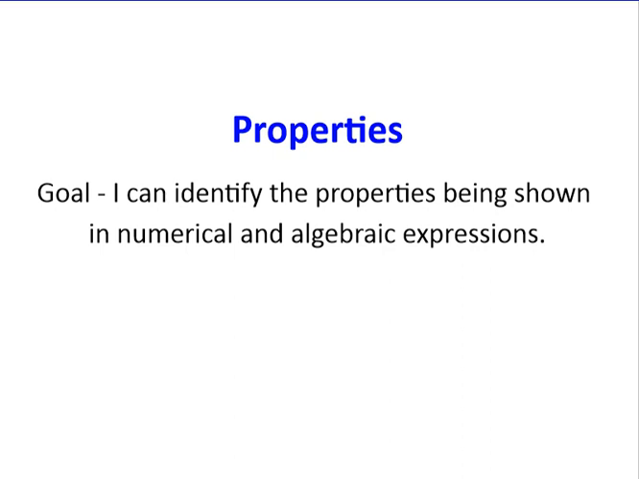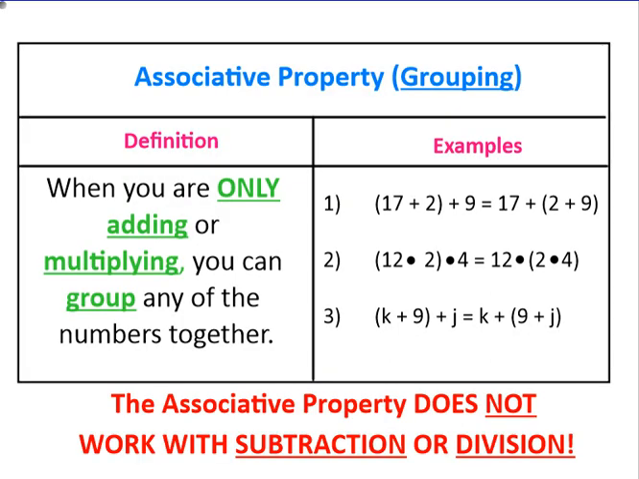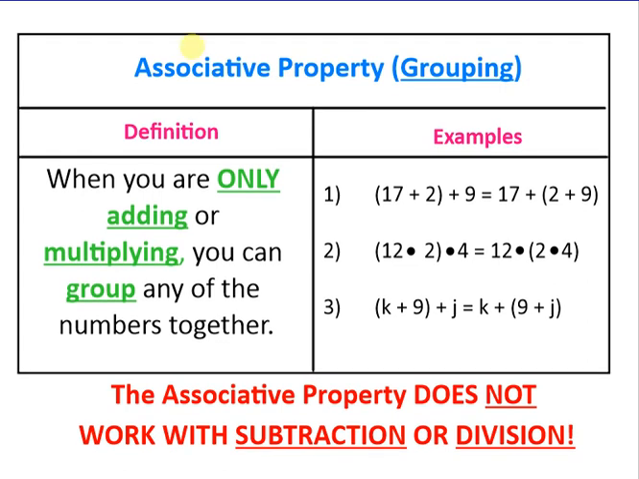Okay, so what we're going to do is look at some properties. We're going to use these properties a lot going forward in our expressions unit. We're going to do a lot of definitions and a lot of examples, so make sure that what you're writing down is very clear to you and that you ask me any questions that you have in class. All right, so the first property that we're going to talk about is called the associative property.